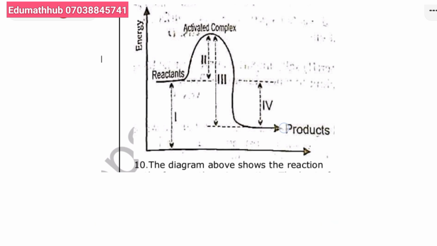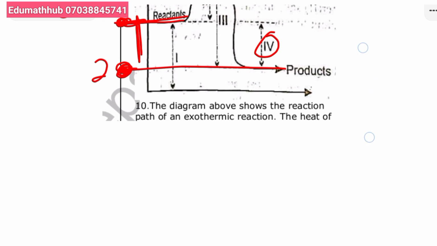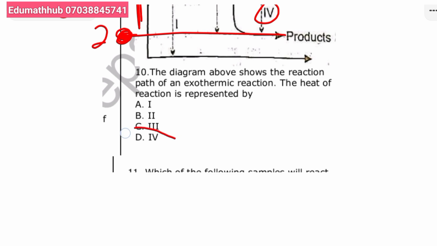So let's check the energy of the product. The energy of the product is given by this line here, this particular point. Then the energy of the reactant is given by this side. So we need the distance from this point 1 to point 2. If you check that, that is option 4. Okay, so check it out there. That's option 4. That will give you the answer you need.